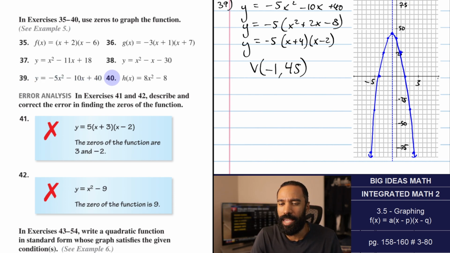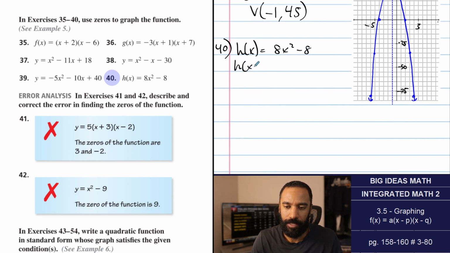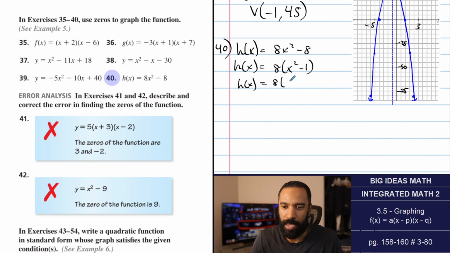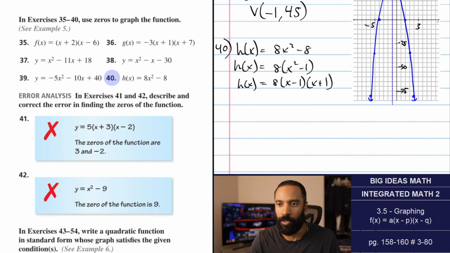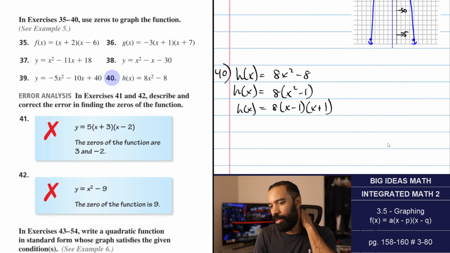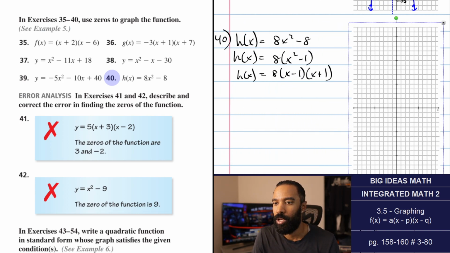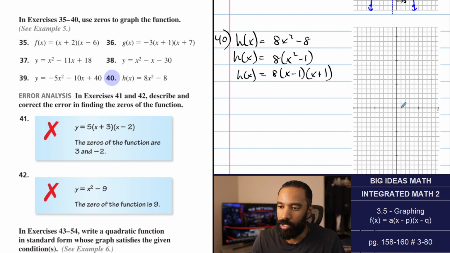Yeah. All right. H of x. I don't think I have to scale this one. H of x equals 8x squared minus 8. I got a GCF of 8 to get x squared minus 1. X squared minus 1 factors into x minus 1 times x plus 1. That means I have zeros of... Oh, let me move this down totally. I'm sorry about that. I have zeros of 1 and negative 1. 1, 0, and negative 1, 0 are my x-intercepts.